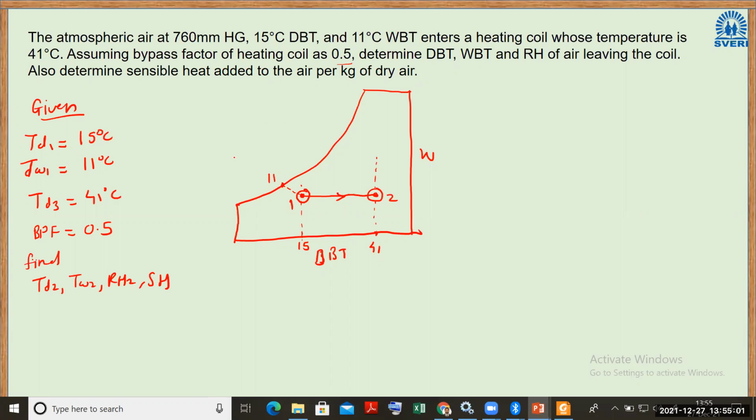So here again, we have to find out the sensible heat added. The horizontal part is always sensible heat. The vertical part is always latent heat, right? How to find it? Here it will be H1, here it will be H2, and you have to find the SH. So sensible heat will be equal to H2 minus H1. For that, first we have to plot these two points, and then we can go for enthalpy, right?